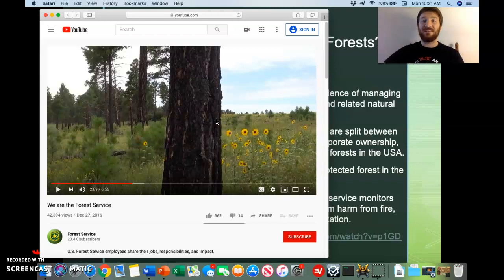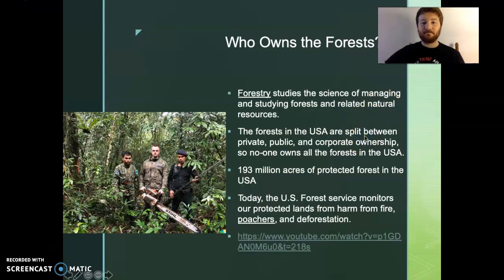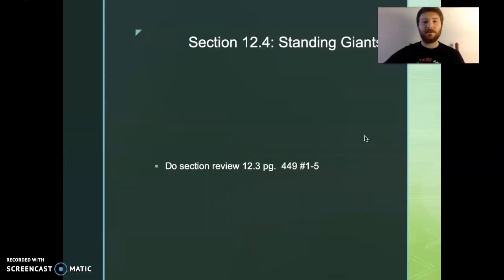Maybe one of you one day can be part of the U.S. Forest Service. If you are, you'll have to invite me out on your ATV and show me around the forests of wherever you're at, whether it be Florida or somewhere else. Well, anyways, hopefully that answers who owns a forest, and we'll get picked back up with 12.4 on standing giants tomorrow.